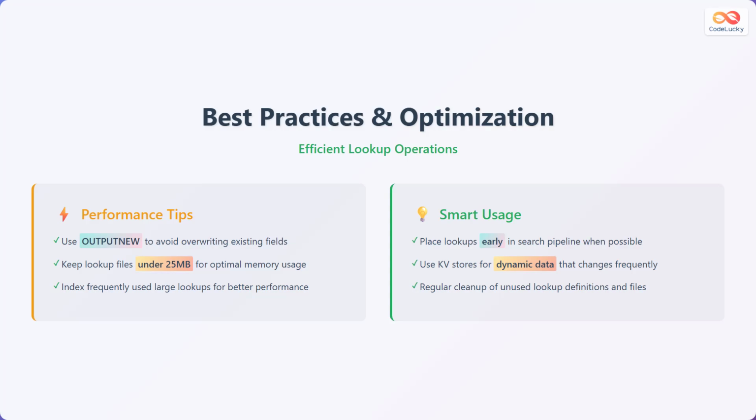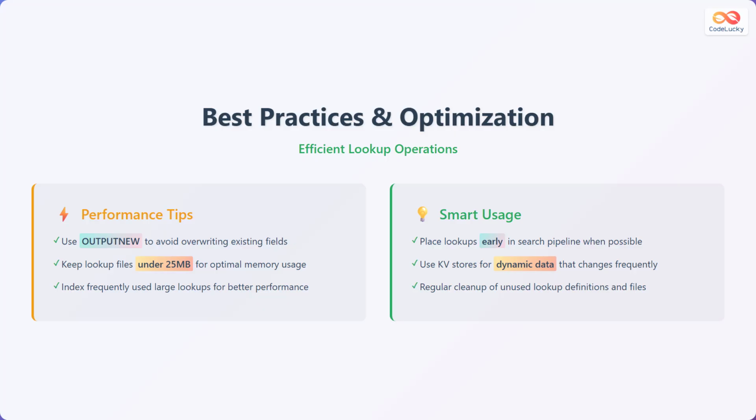To maximize lookup performance and efficiency, follow these essential best practices. Always use OUTPUTNEW instead of OUTPUT when possible, as this prevents the lookup from overwriting existing fields in your events. Keep CSV lookup files under 25 megabytes for optimal memory usage and performance. For frequently accessed large datasets, consider indexing the lookup data instead of using file-based lookups.